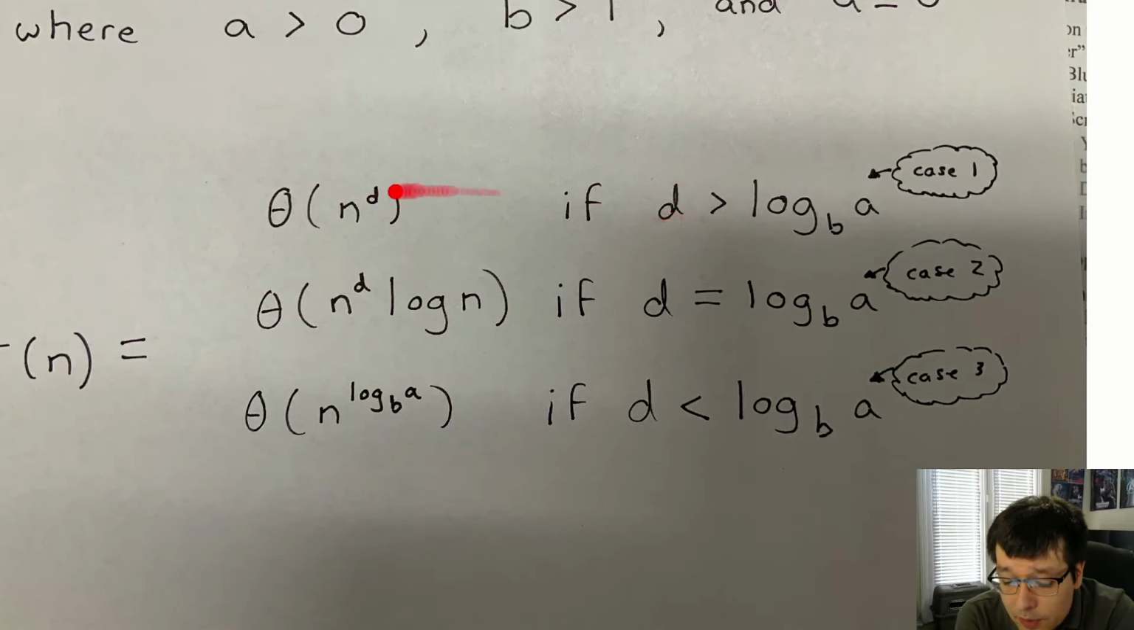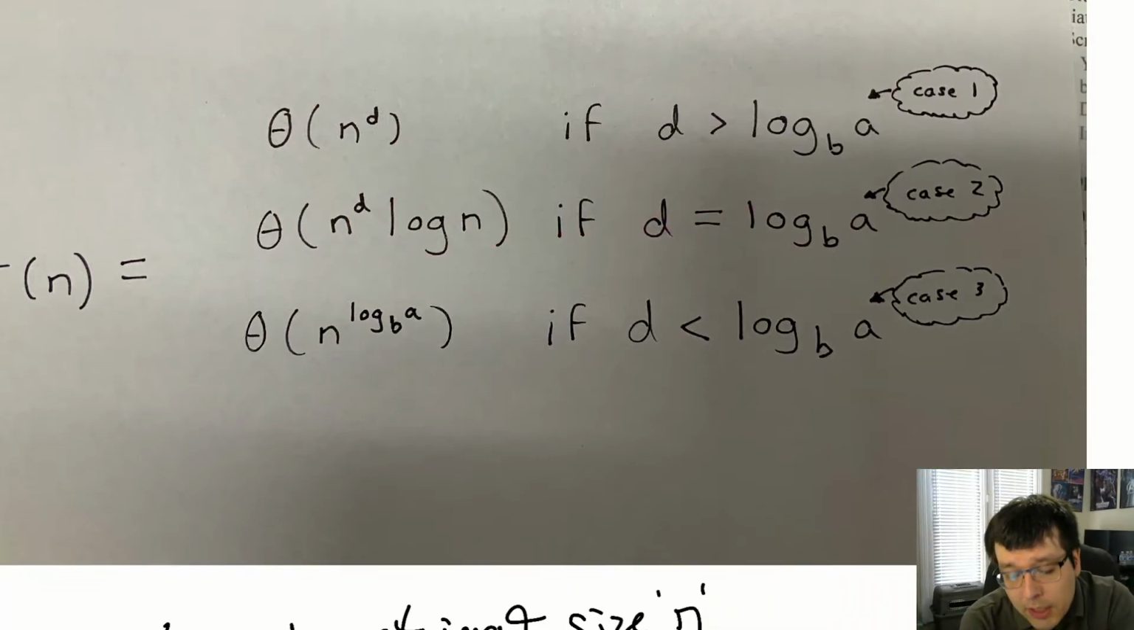So if d happens to be 2, then your solution is n squared, done. If these two values happen to be the same, then your solution is going to be n to whatever the d value is, times log n. So if d is equal to 1 and this happened to be 1, like log 2, this is 1 equal to 1, this would just be n log n, okay?